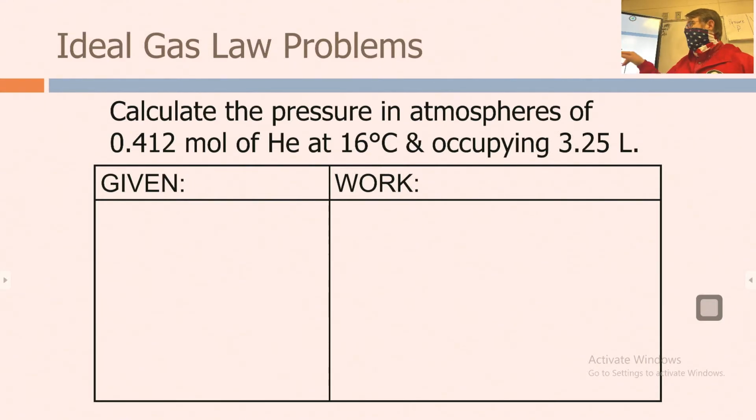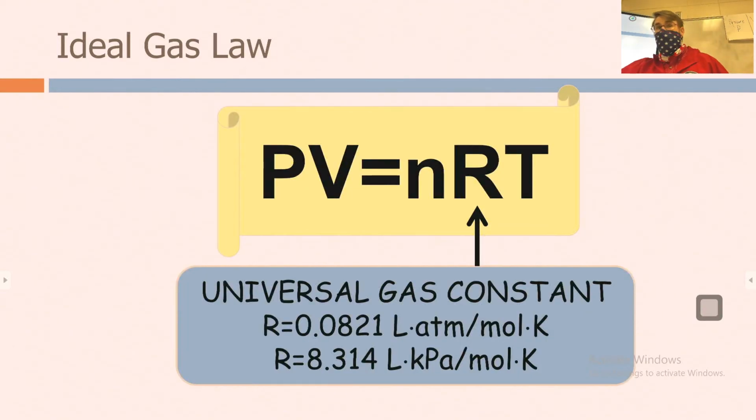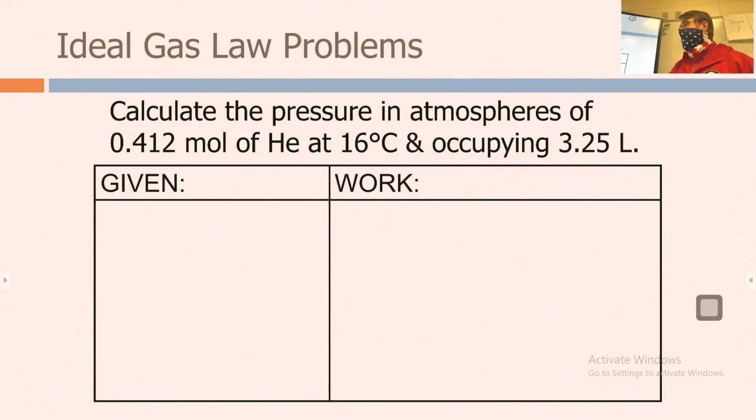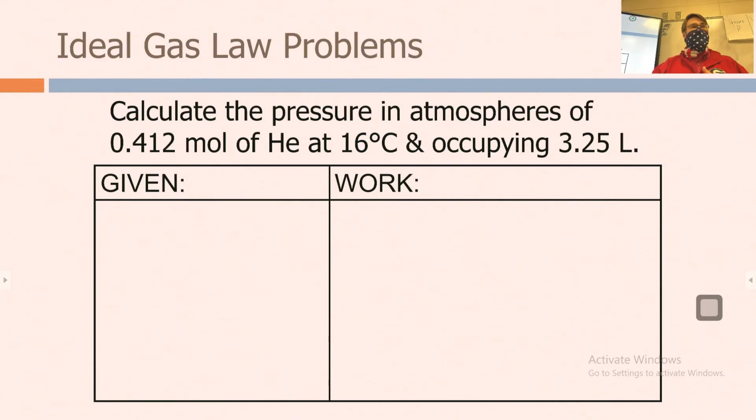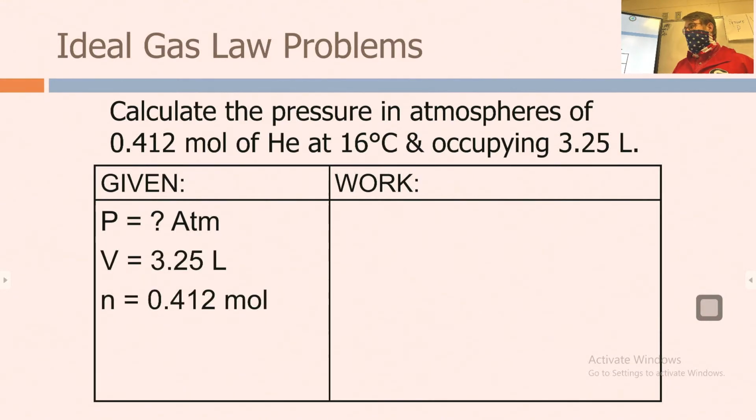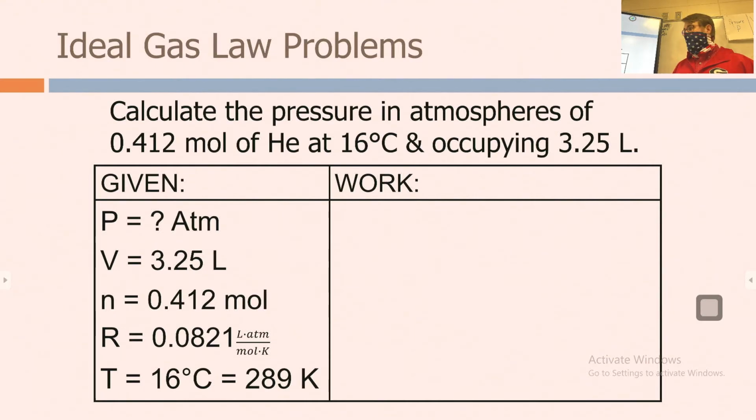In atmospheres, that tells us the units and which R value do we use? The top one to match it, the one with atmospheres in it. Of 0.412 moles. That's the N number. At 16 degrees Celsius, that's the temperature, but it needs to be in Kelvin. And 3.25 liters. Do those units match the R constant? Liters, so I don't need to convert my liters. They all need to match the constant. So, given: P in atmospheres, 3.25 liters, 0.412 moles, R is 0.0821 liter atmosphere per mole Kelvin, 289 Kelvin because degrees Celsius plus 273 gives me the Kelvin.